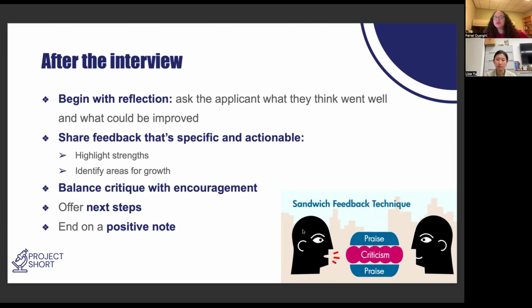You also want to make sure to offer next steps, things that they can tangibly work on. Giving them realistic next steps that they can work on is really helpful, instead of just a big overall message that can feel a little overwhelming to them. And I would always end on a positive note, thank them for this experience, and offer to follow up with them over email if they have any questions.